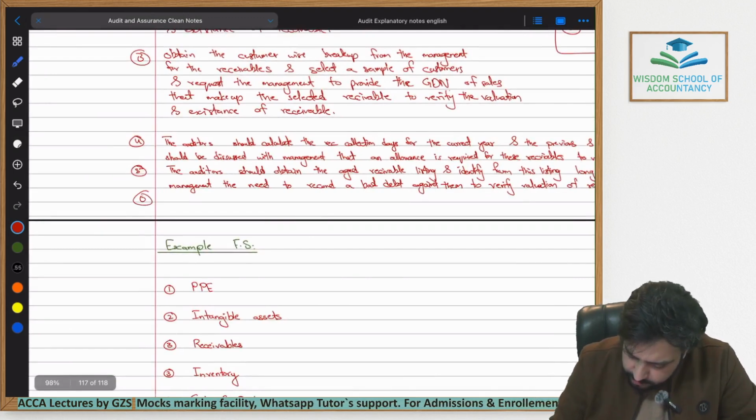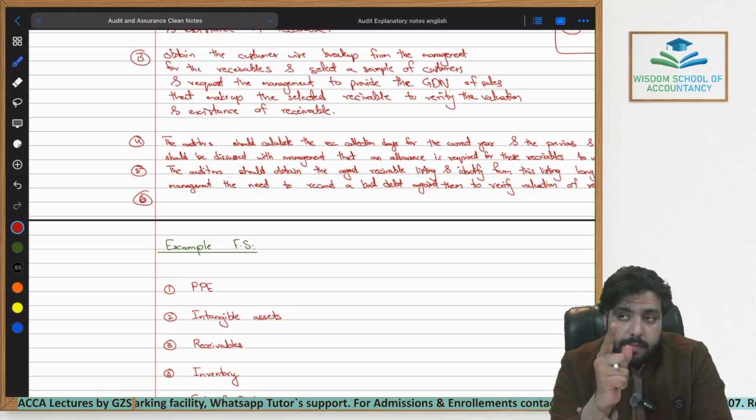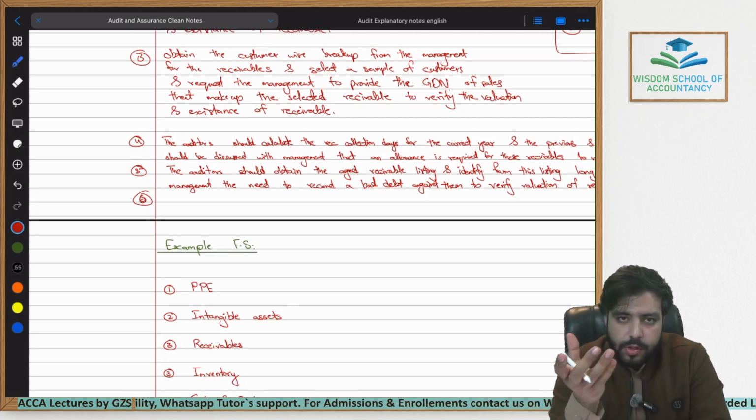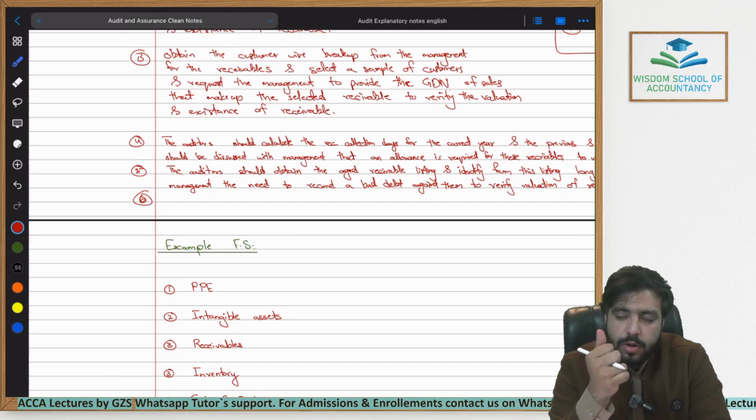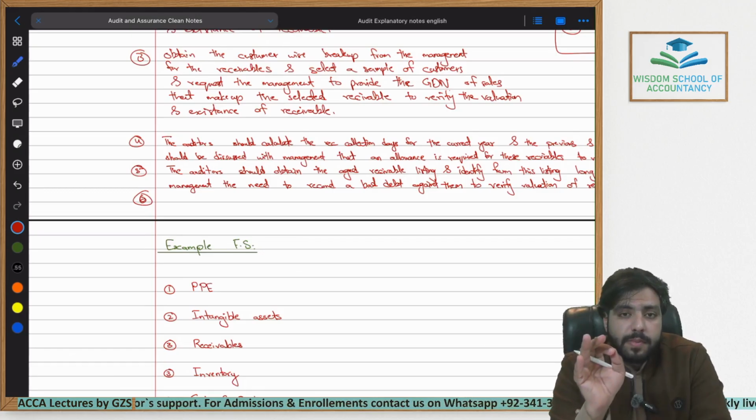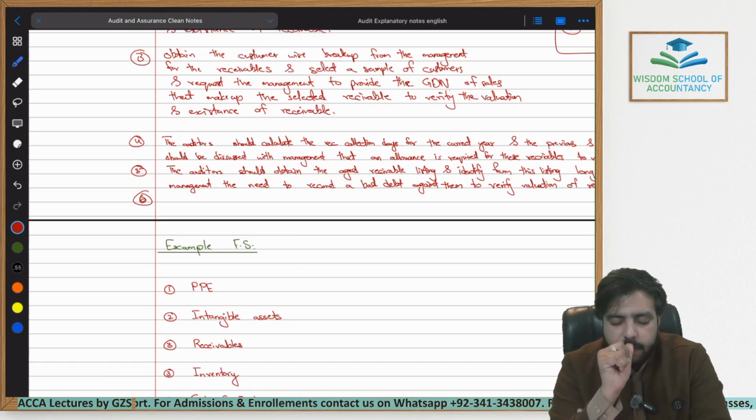Now let's move towards the sixth one. Let's try to make a sixth one. Always and always remember, whenever we talk about receivables, you will get a lot of questions within your exam kit as well, where the examiner has asked you to make procedures for receivables. Whenever that is the case, always remember that there is a procedure that you can make. What is the procedure? Now listen to this very carefully.